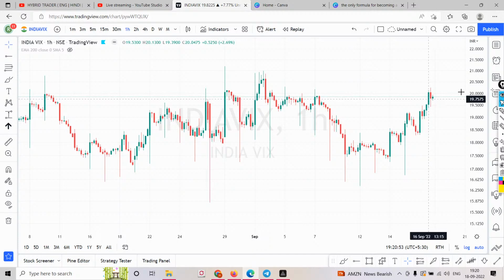So your VIX can either go up from here. There are only two possibilities: either your VIX will go up from here, or else it can crash. It can come down. Simple.